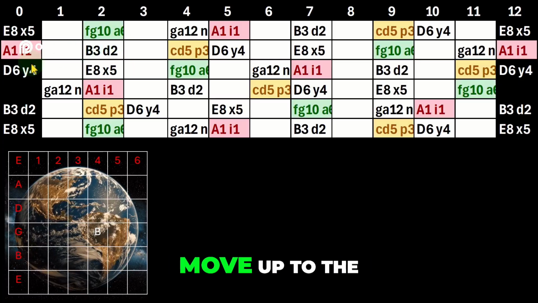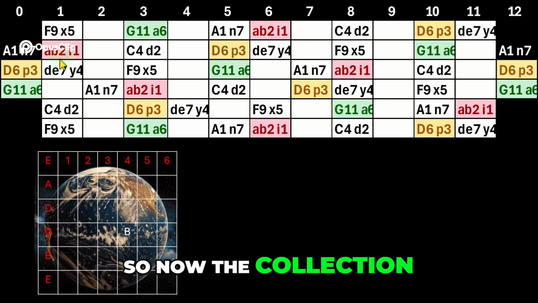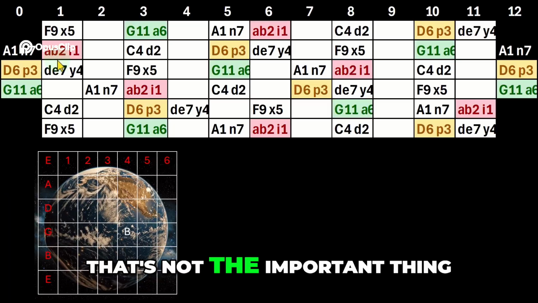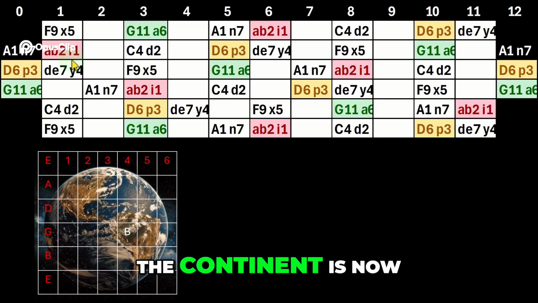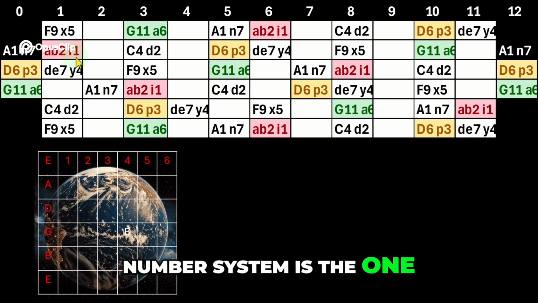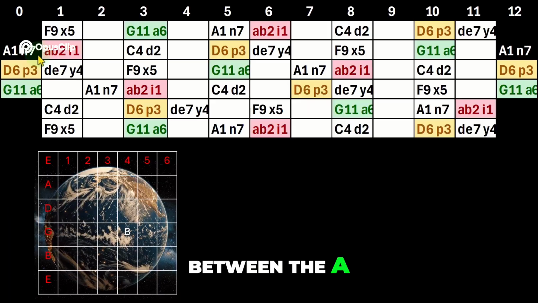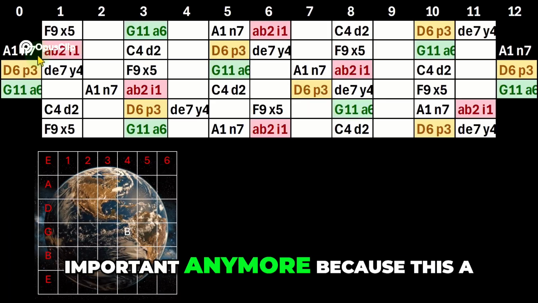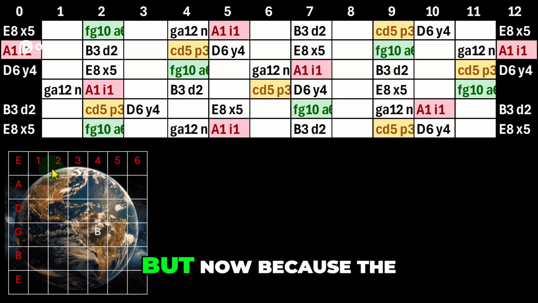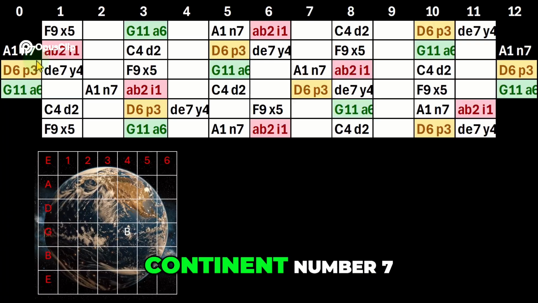Now let's say I move up to the next collection of notes. The world has spun. So now the collection of notes is around this A sharp. But that's not the important thing. The important thing is the continent is now the Ionian continent, which from a Nashville number system is the 1. Notice that this A over here, you saw this relationship with the A. That's great, but that's not really important anymore, because this A was the Ionian continent, but now because the world spun, this A is now the Locrian continent, or continent number 7.